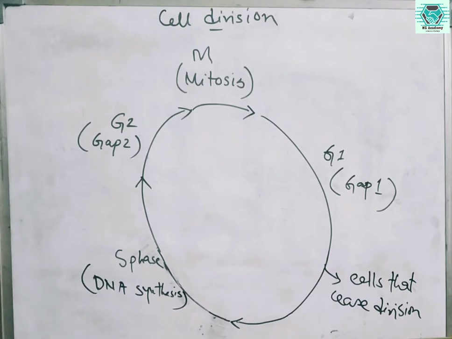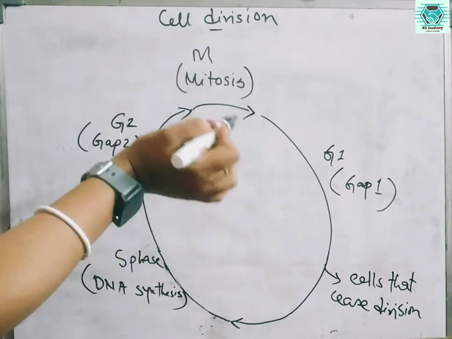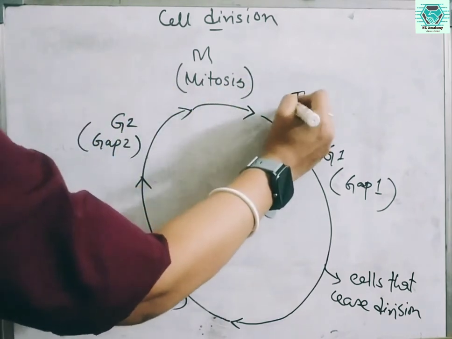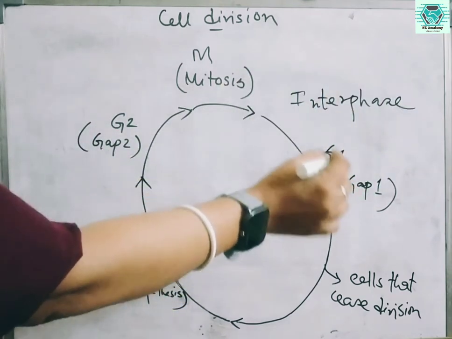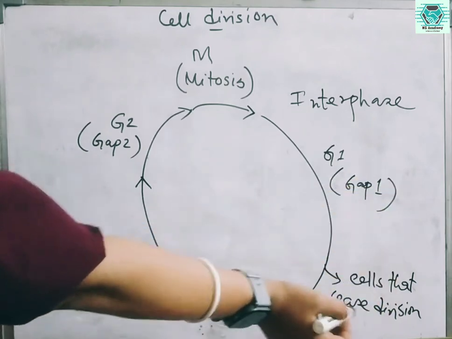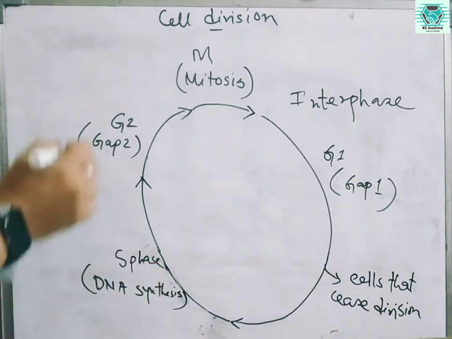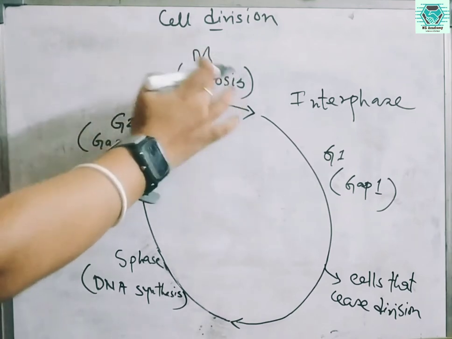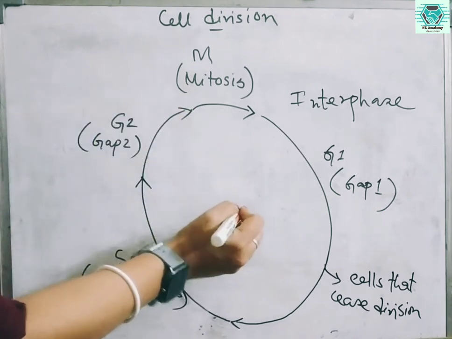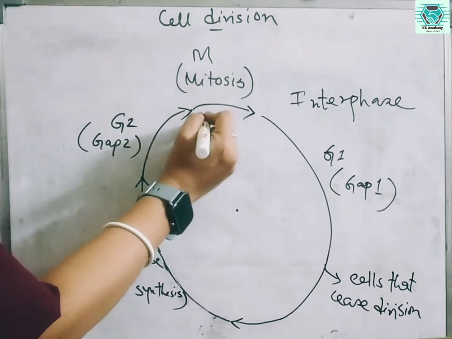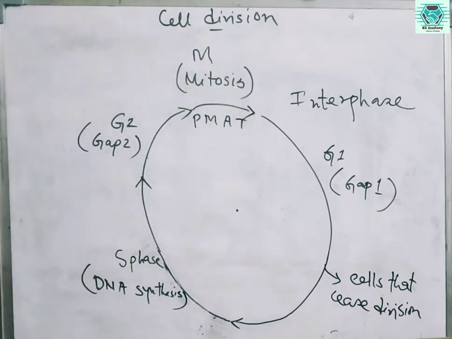Now, the cell cycle consists of these following phases, and here we find the interphase stage. Interphase starts from G1, that is gap phase 1, S phase, and G2, gap phase 2. And then the divisional phase, this is mitosis, and mitosis is divided into prophase, metaphase, anaphase, and telophase. So in the mitosis phase the cell actually divides.